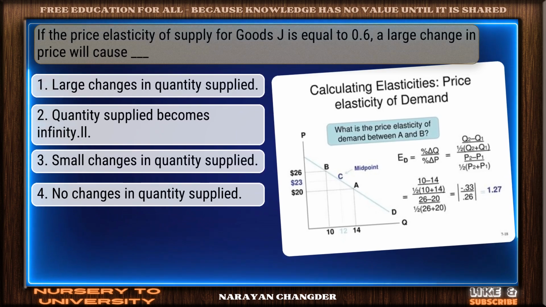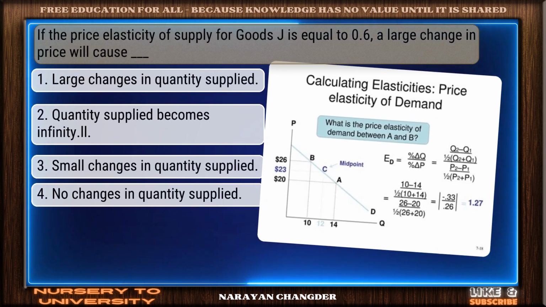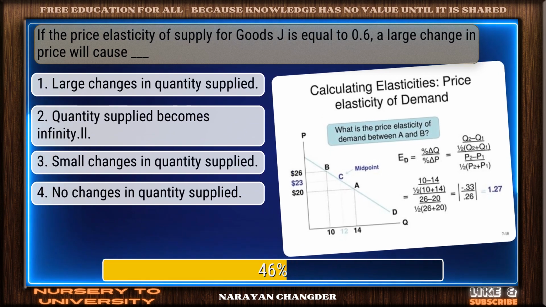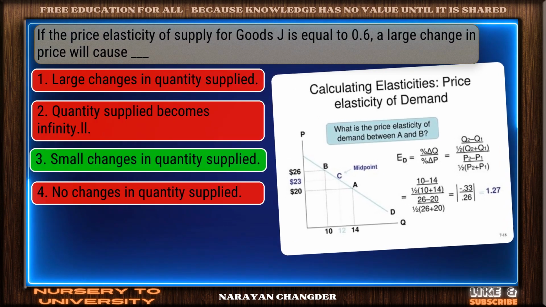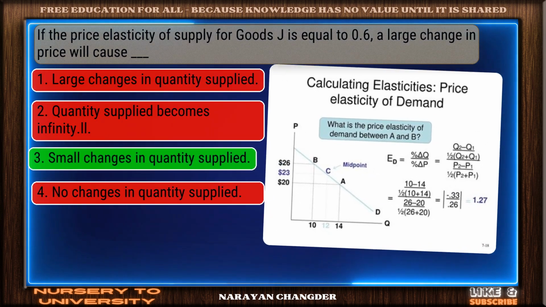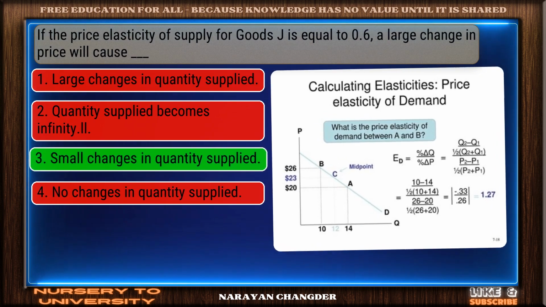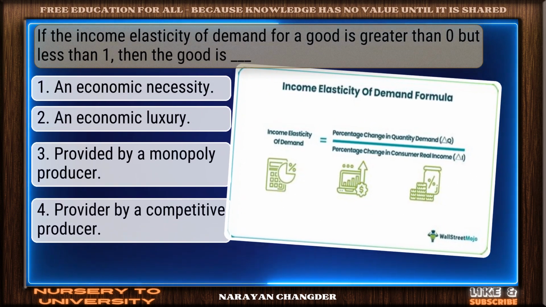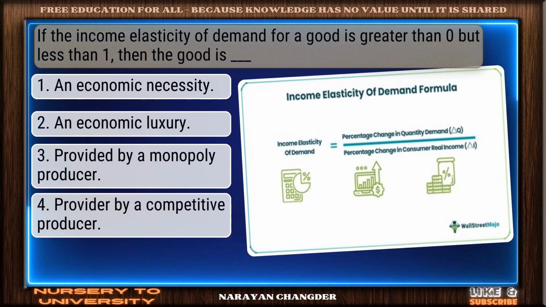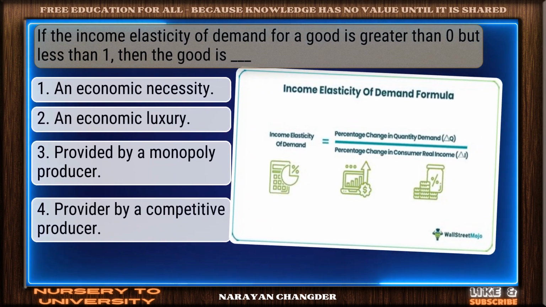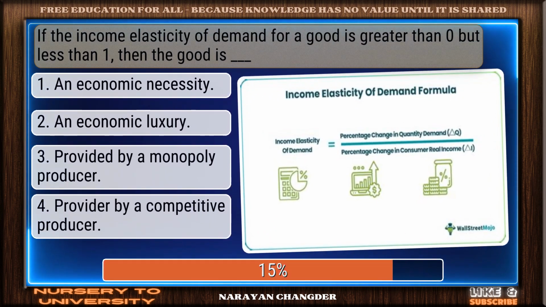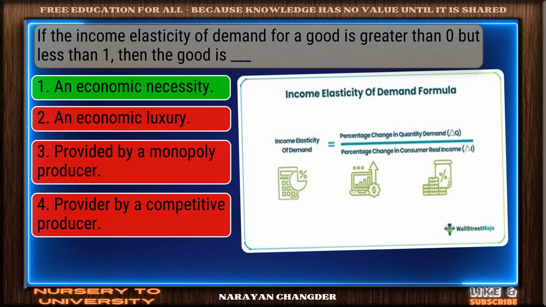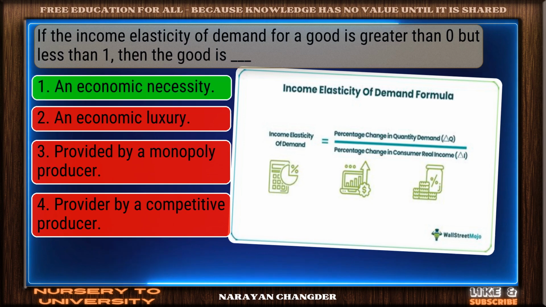If the price elasticity of supply for goods J is equal to 0.6, a large change in price will cause dash. Valid point. Small changes in quantity supplied is true. If the income elasticity of demand for a good is greater than 0 but less than 1, then the good is dash. Excellent. An economic necessity is a brilliant choice.